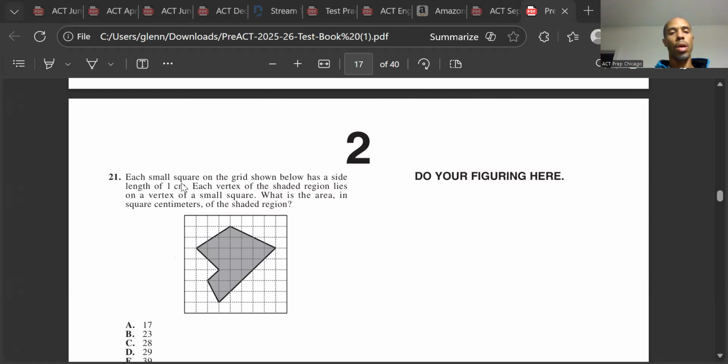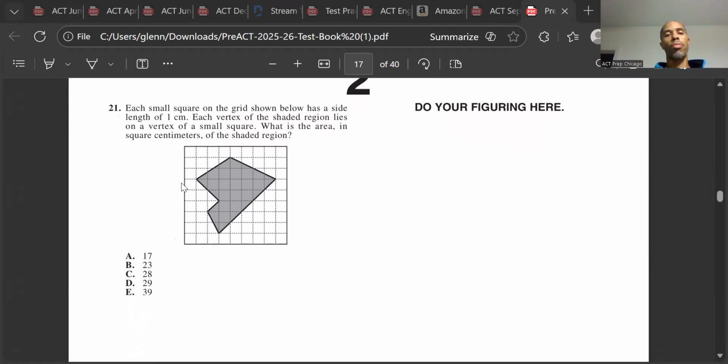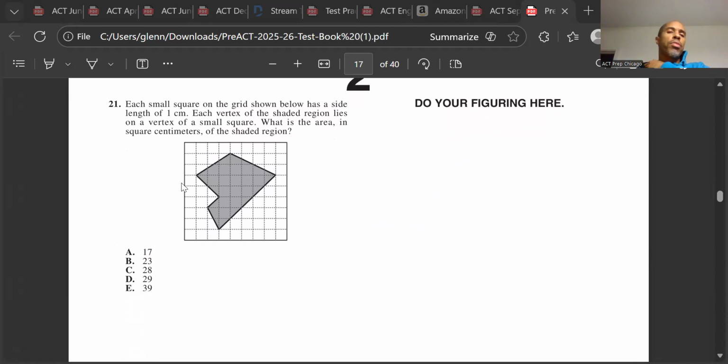Number 21. I remember this one. I was helping a student with this one. I just kind of counted this one. It says each small square on the grid shown below has a side length of 1, right? Each vertex of the shaded region lies on the vertex of a small square. So what is the area in square meters of the shaded region?